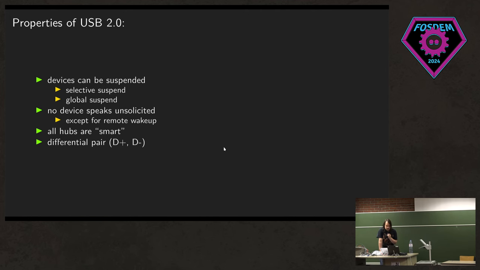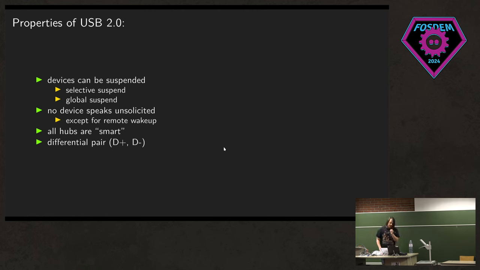And another thing is that no device on the bus speaks unsolicited. Every communication is actually handled by the host. It's the host that keeps polling each of the devices for whether it has something to say or not, and then the device only responds to what the host is asking it for. There is one exception. When a device is suspended, it can actually signal that it wants to be woken up, but that's the only thing that it can signal on its own.